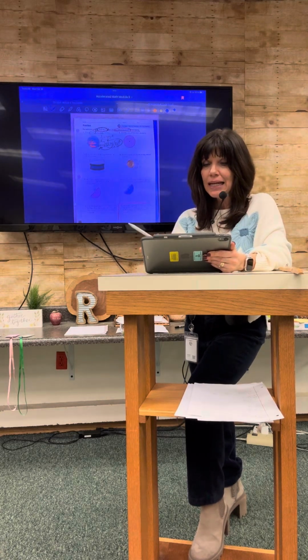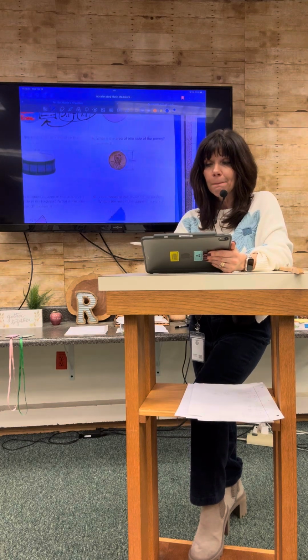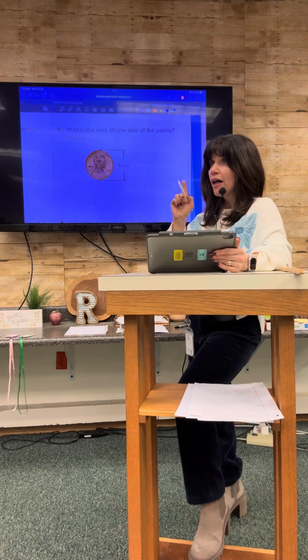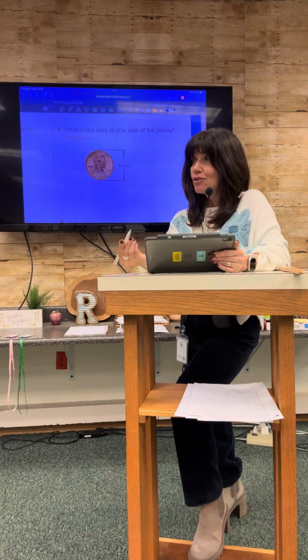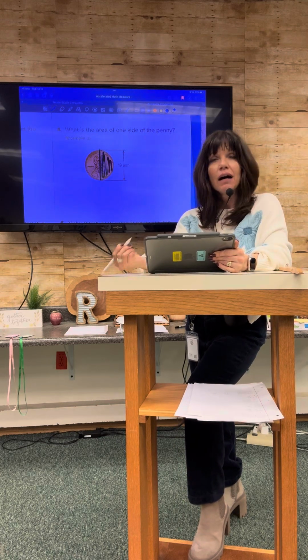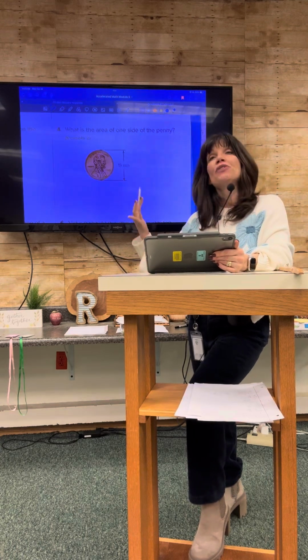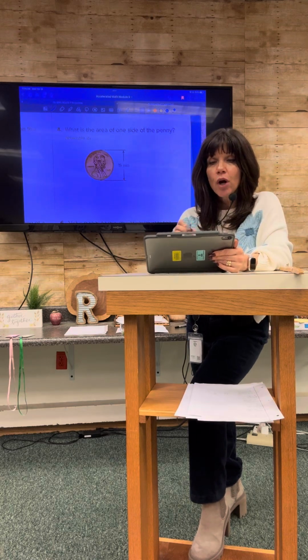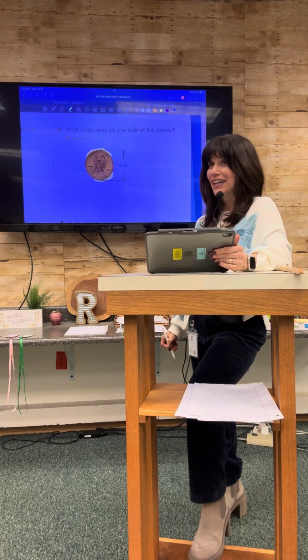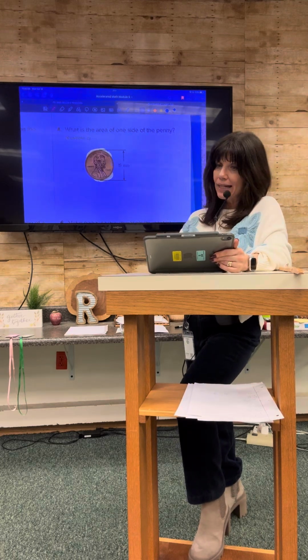All right, let's take a peek at item number 4. This time they ask you, what is the area of one side of the penny? Now, I had a student earlier, they misunderstood, and they thought they meant only this side of the face value of the penny. What they mean is they're showing you the heads side of the penny, so they want you to find the area for all of the heads side of the penny. Do you understand? Okay. So in order to find the area of just the heads side of the penny, what formula shall I write again?